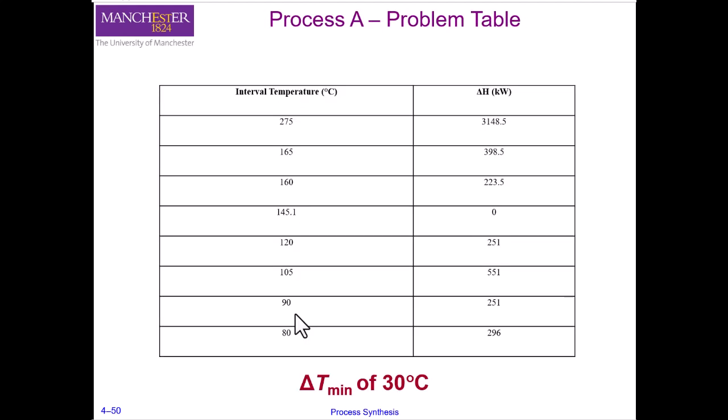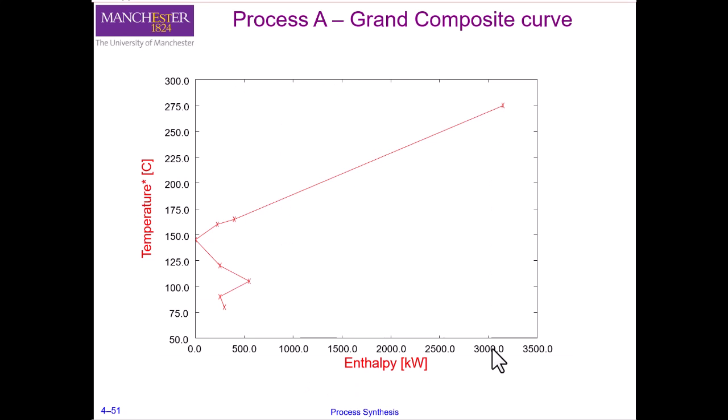Here we have the problem table cascade information of process A, and this shows a pinch temperature of 141 degrees centigrade, and then we have our QH min and QC min of the process, and the grand composite curve for process A is shown here. So above the pinch region, we essentially have our cold streams that need heat in the form of steam to provide external heating requirement. And then below the pinch, we have our hot streams, and that can be used to generate steam if we want so.